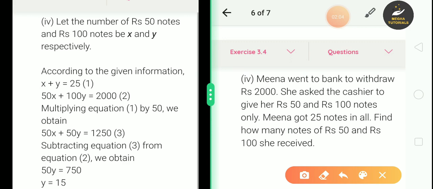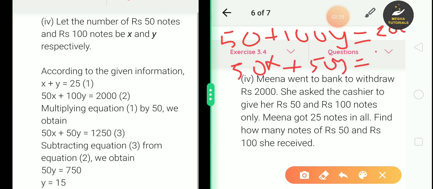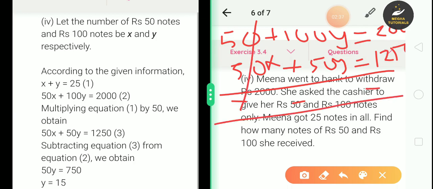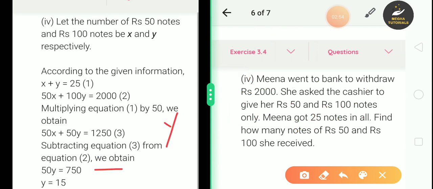Now sign of 50x in both equations is same, therefore we will perform subtraction. So subtract equation 3 from equation 2. So first write equation 2, that is 50x plus 100y is equal to 2000 and 50x plus 50y is equal to 1250. So sign will be changed, minus minus minus. So 50x cut, 100y minus 50y is 50y, and 2000 minus 1250 will be 750. So 50y is equal to 750. Then y is equal to 750 upon 50, which is equal to 15. So we are getting value of y is equal to 15.